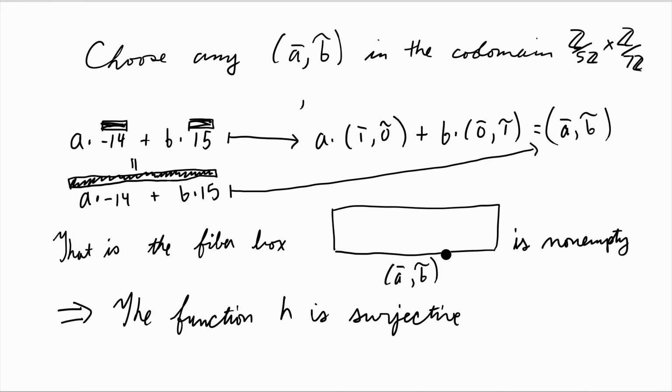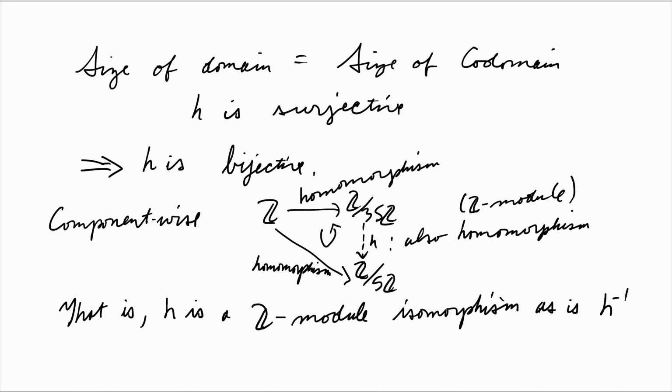So if we were to draw a fiber box diagram, we'd get that the fiber over (A bar B squiggle) is non-empty. So every fiber box is non-empty, it's surjective, so we end up getting H is bijective. And also because these maps component-wise are Z-module homomorphisms, since it's bijective, the inverse function also preserves the structure necessary to be a Z-module isomorphism.